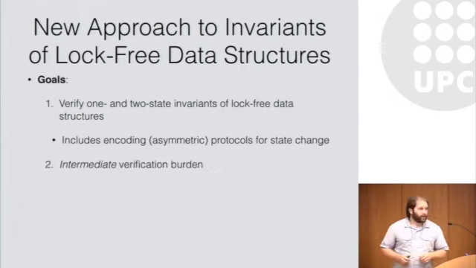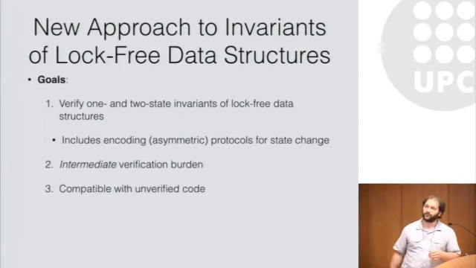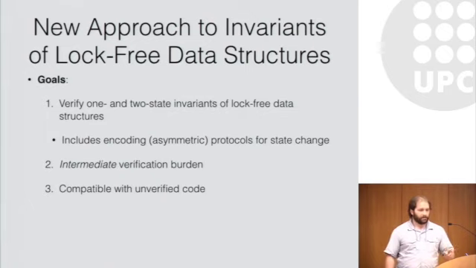We're going to do it in a way that gives us an intermediate verification burden. We're not getting Hoare triples, we're not getting contextual refinement. We shouldn't have to pay as much as you would for those richer properties. And we're going to do it in a way that's compatible with unverified but type-correct code.